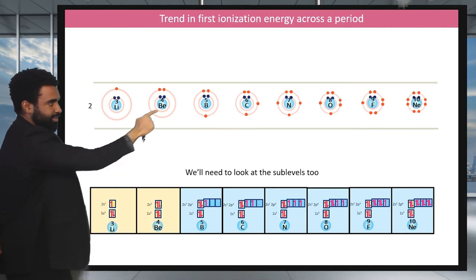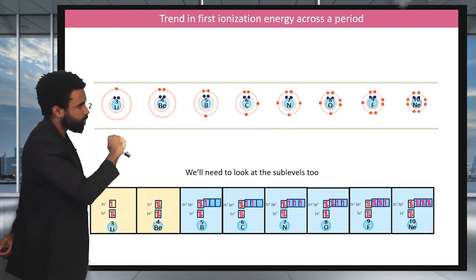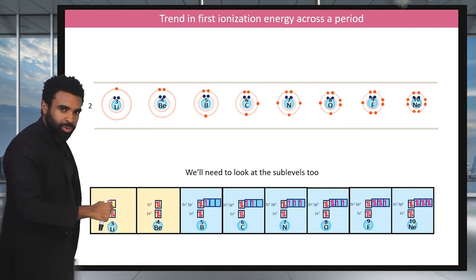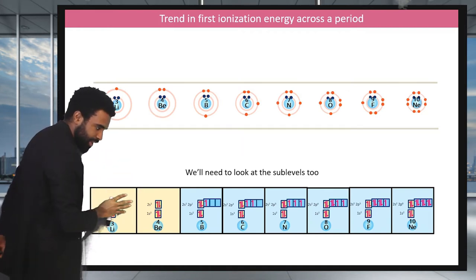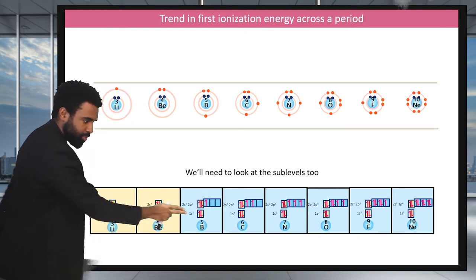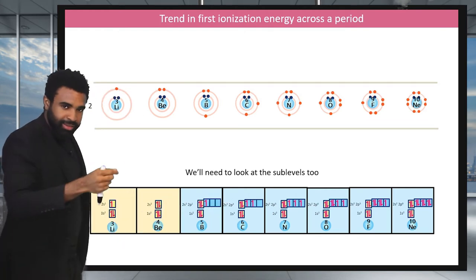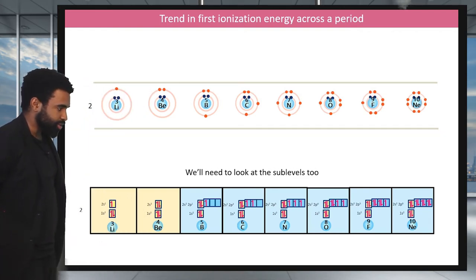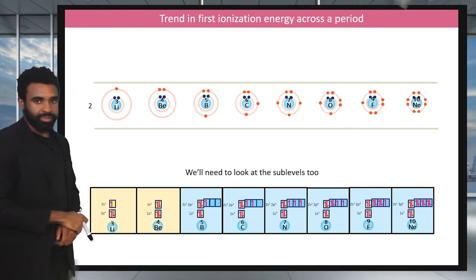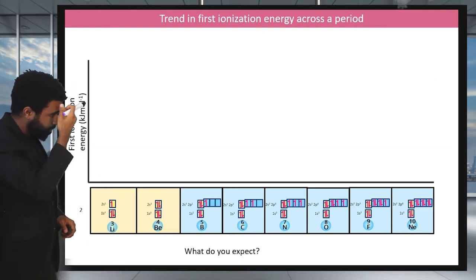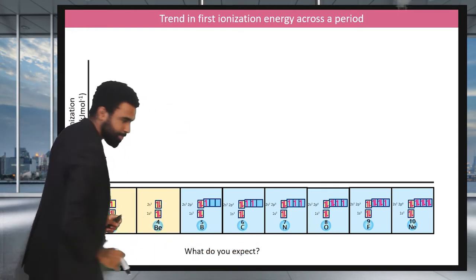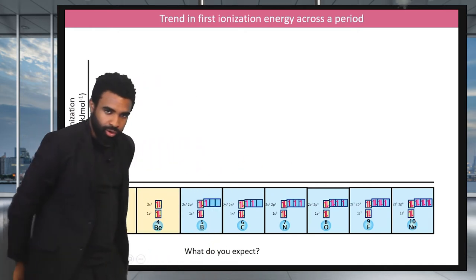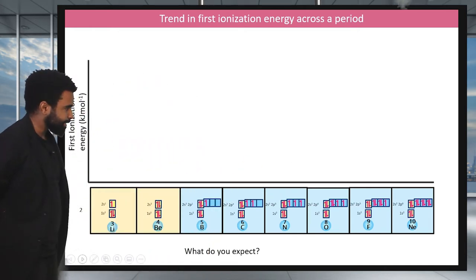Remember that this is a simplified picture of how electrons are arranged around atoms. We know they're really arranged in orbitals, and we can represent those orbitals using these squares. If you've forgotten that, please go and watch the relevant videos. Maybe I'll link them below. We need to look at these sublevel diagrams in order to understand the picture that I'm going to show you. But first of all, just think about it. What should we expect? Should it get easier or harder to remove the first electron as we go across a period? What would be your guess?